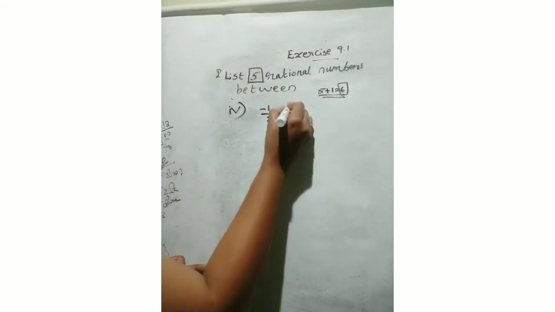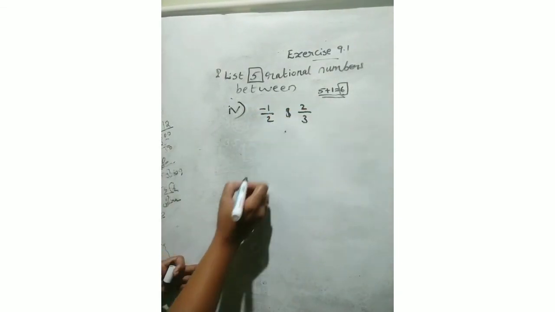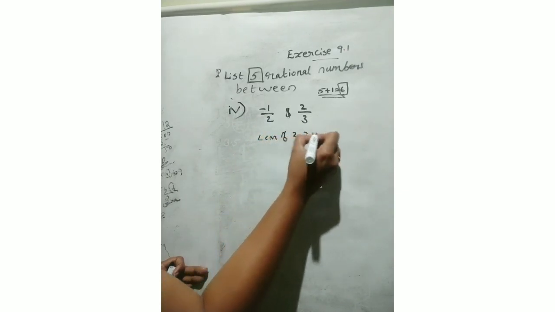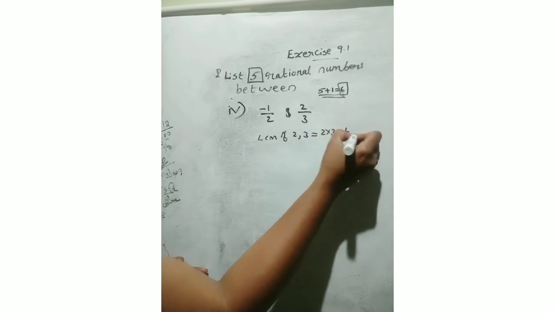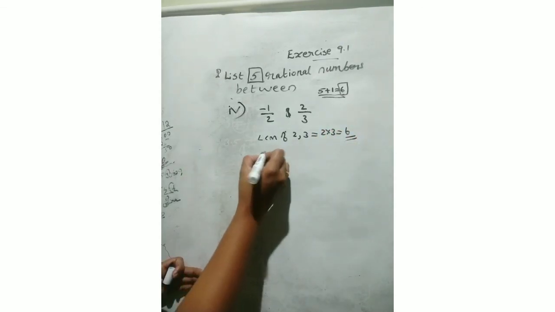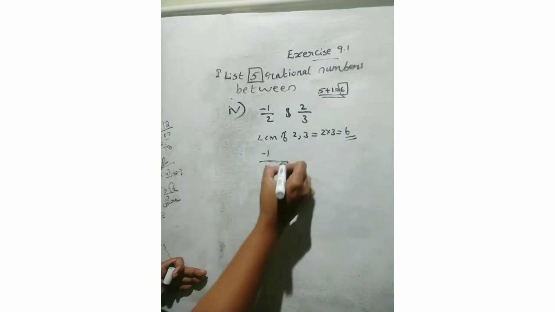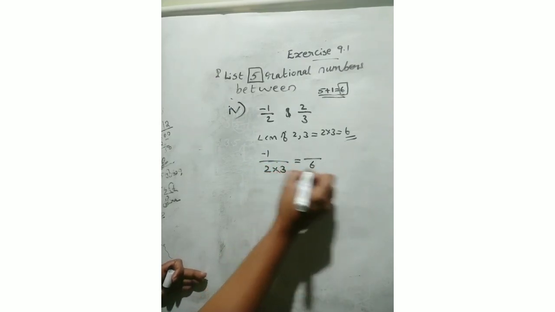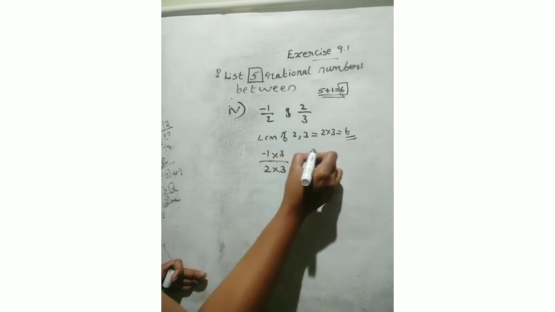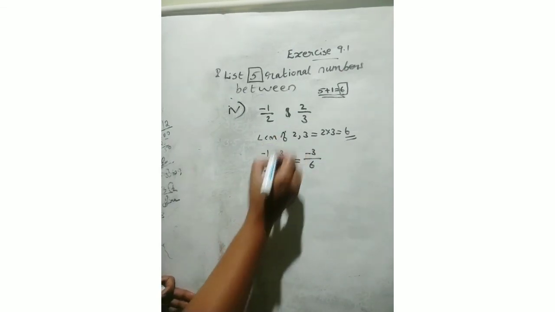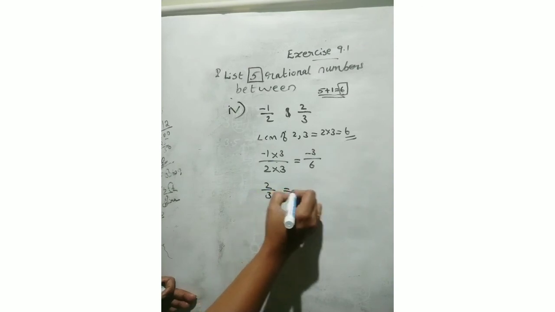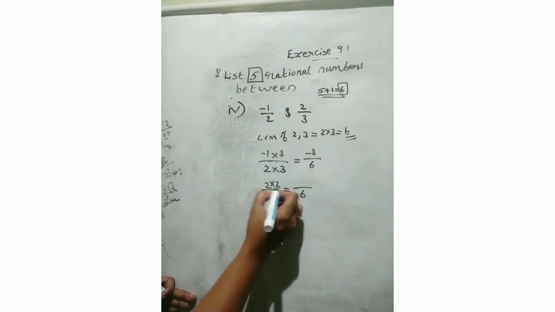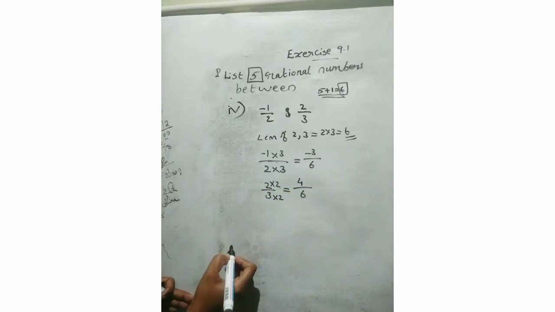Negative 1 on 2 and 2 on 3. We can find the LCM of 2 and 3. We know that is equal to 2 times 3, which is equal to 6. Then we have to convert the rational numbers as 6 as the denominator. Okay, 2 times 3 equal to 6. So negative 1 times 3, negative 3 on 6. Okay, then 2 on 3 also we have to convert into 6 as the denominator. Then 3 times 2, then 2 times 2, 2 2s are 4.